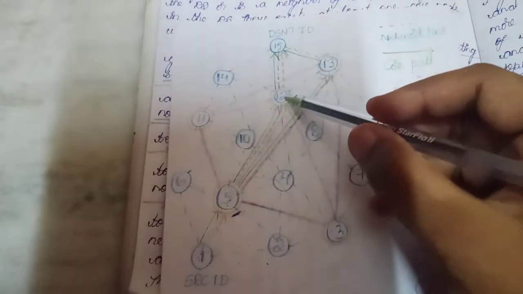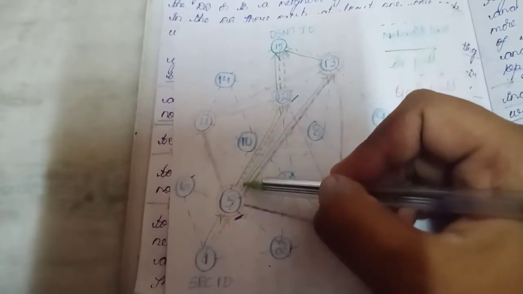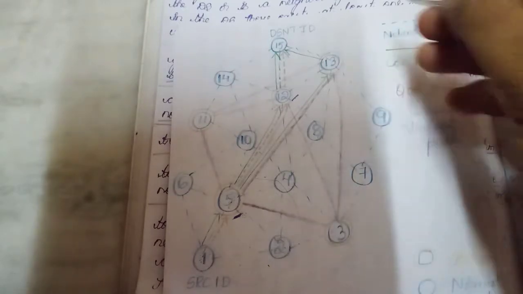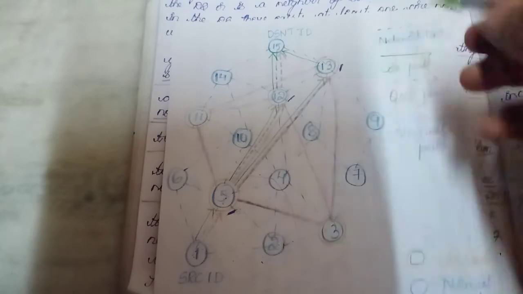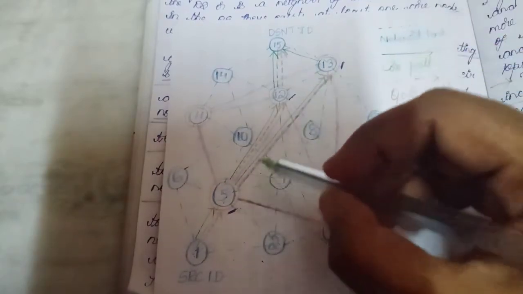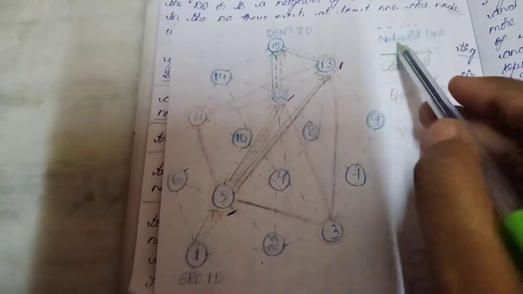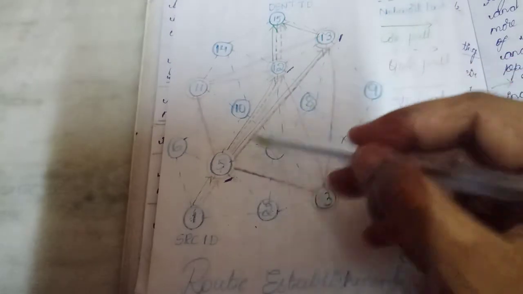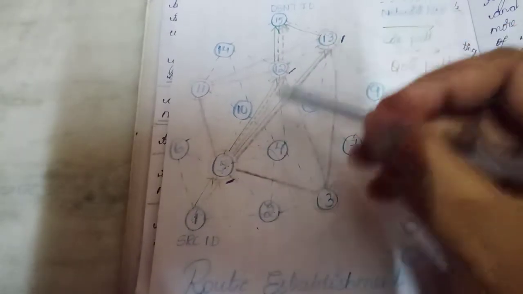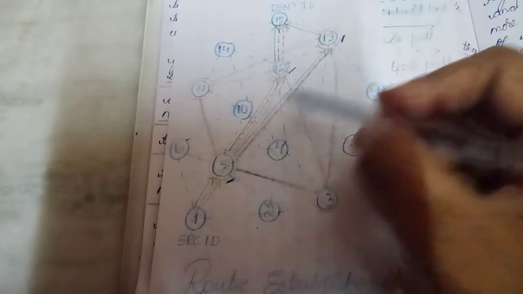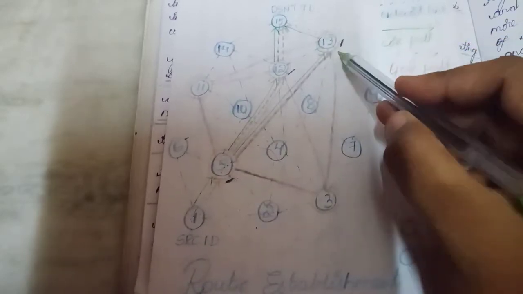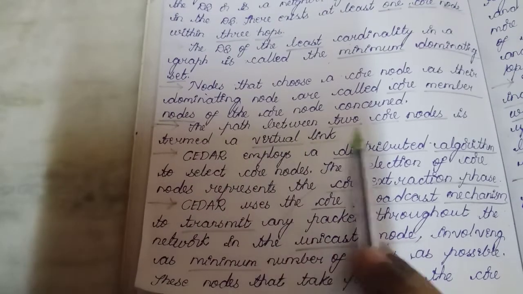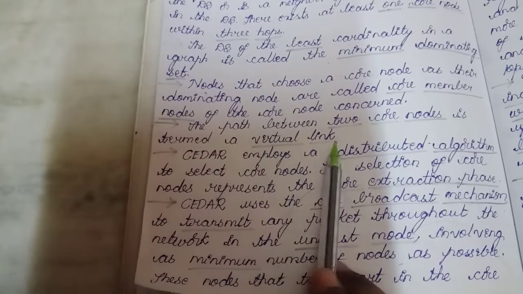There exists a path between two core nodes that is known as virtual link, but there is no physical link between these two core nodes. If you consider this 13 as a core node, there is no direct link, no network link. Network link is represented by this blue dashed line, but there is no such link between core node 5 and 13, right? But there exists a virtual link. There is a path between core nodes 5 and 13. This path is known as virtual link. The path between two core nodes is termed as virtual link.